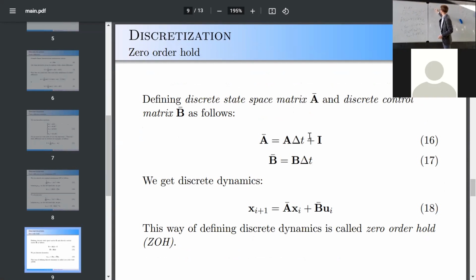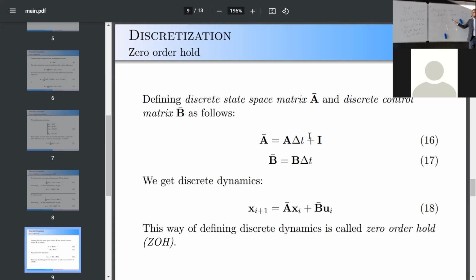Let's say we have (x sub i plus 1 minus x sub i) divided by dt equal to A x sub i plus B u sub i. Multiplied by dt and collecting terms, I get x sub i plus 1 equals (A delta t plus I) x sub i plus delta t B times u sub i. You can see that this is effectively my new A matrix, A bar. And this is my new B matrix, B bar.